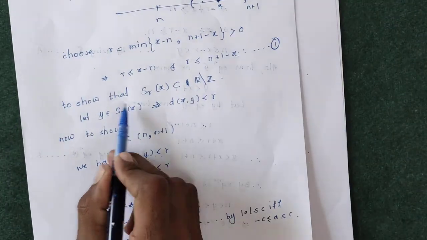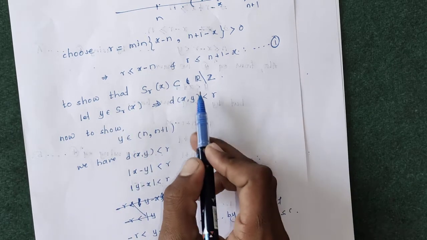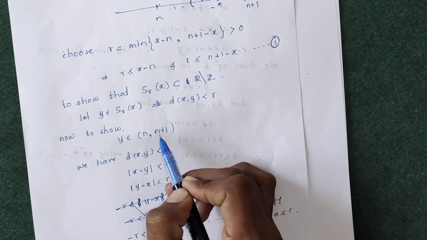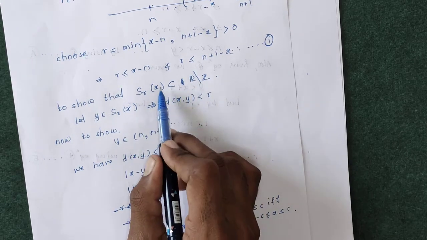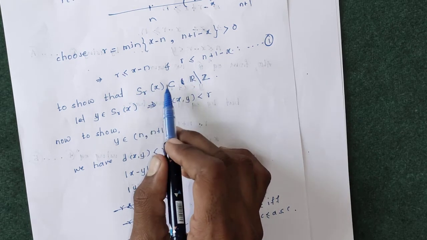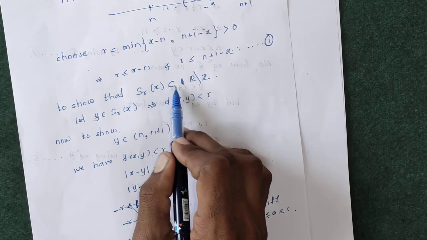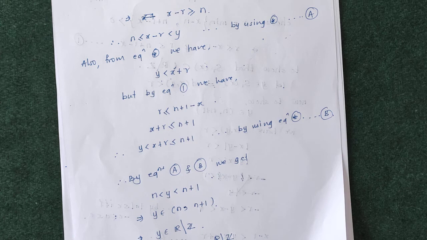So this y was an element of S_r(x), y is an arbitrary element, and that lies inside n to n plus 1, that is in between, so that element is an element of R minus Z. So an arbitrary element of S_r(x) lies inside R minus Z, so we can say that S_r(x) is contained in R minus Z. So R minus Z is an open set, hence the solution of this example.